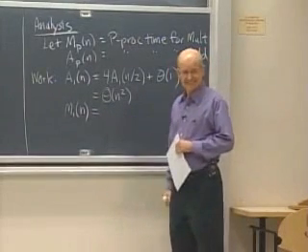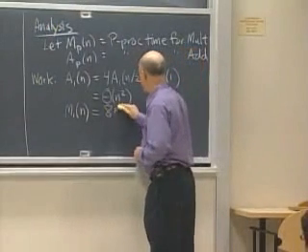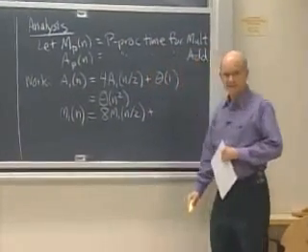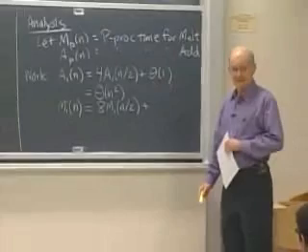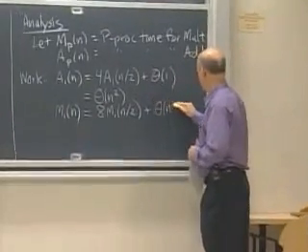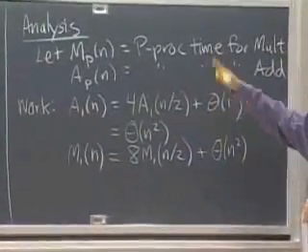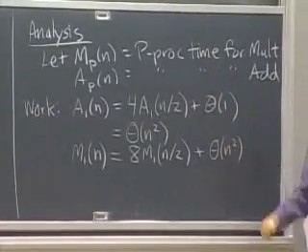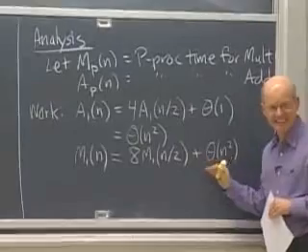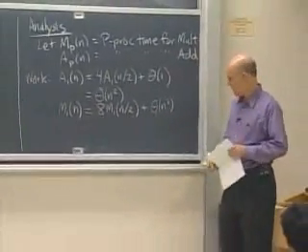Not quite. 8, right. Good. 8 M of n over 2 plus theta n squared for the addition, and then there's an extra theta 1 that we can absorb into the theta n squared. Isn't asymptotics great? Okay, it's just great.